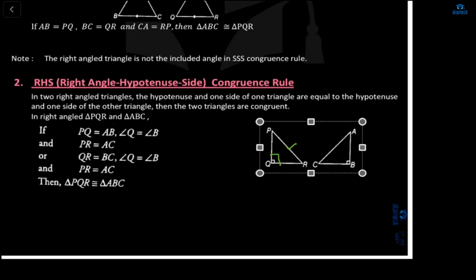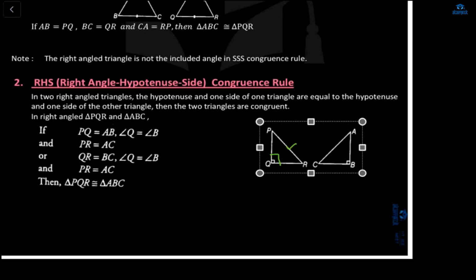Means they are equal by one right angle. If two triangles are right angled, that means one angle is 90 degree. One hypotenuse, both the hypotenuses should be equal, the largest side. And then the third is side. Side means any other side. In a triangle, you have three sides. One is the hypotenuse you have already taken, so remaining are two sides.